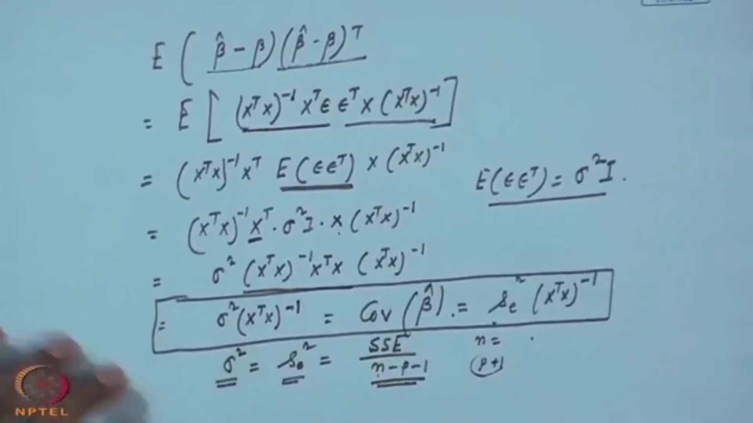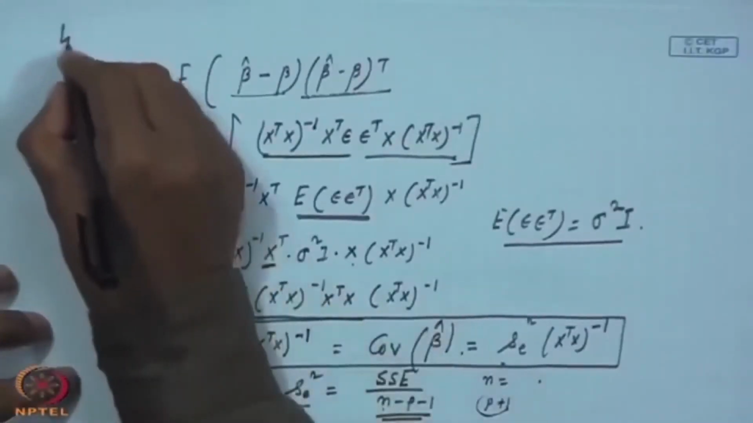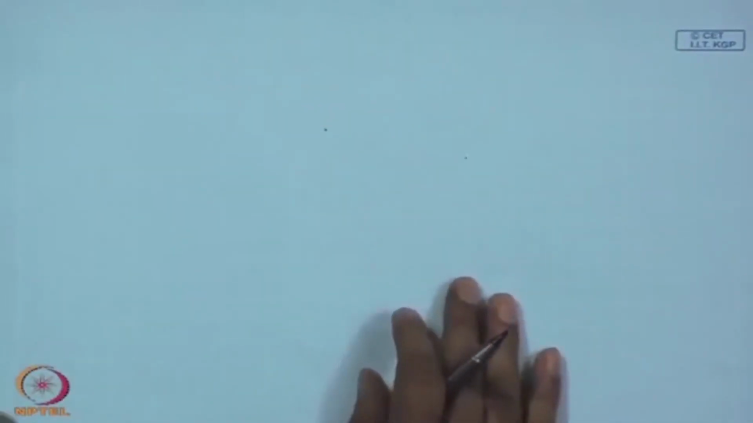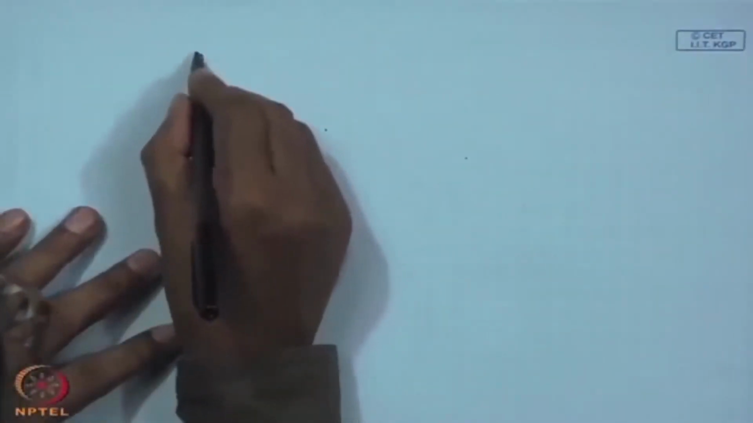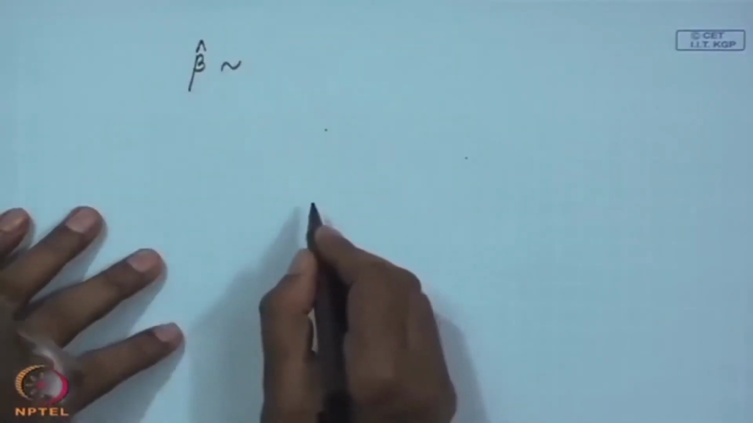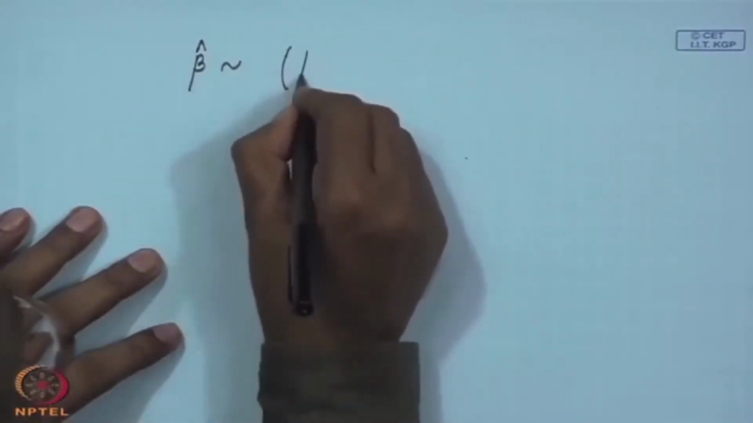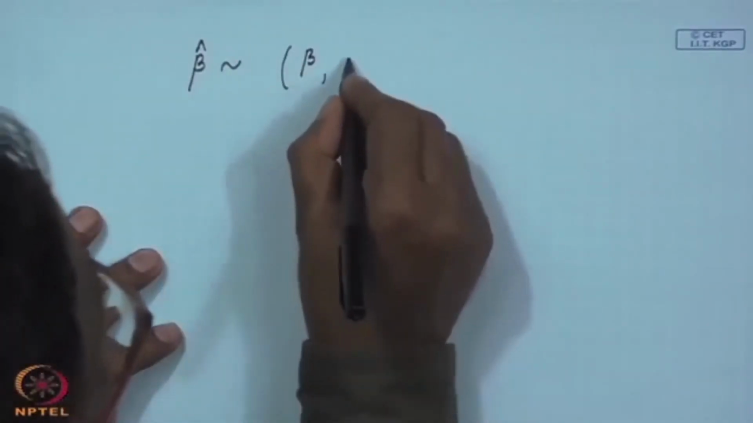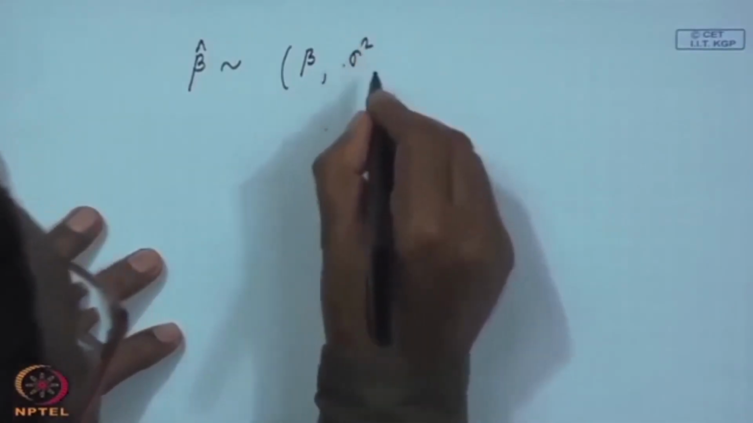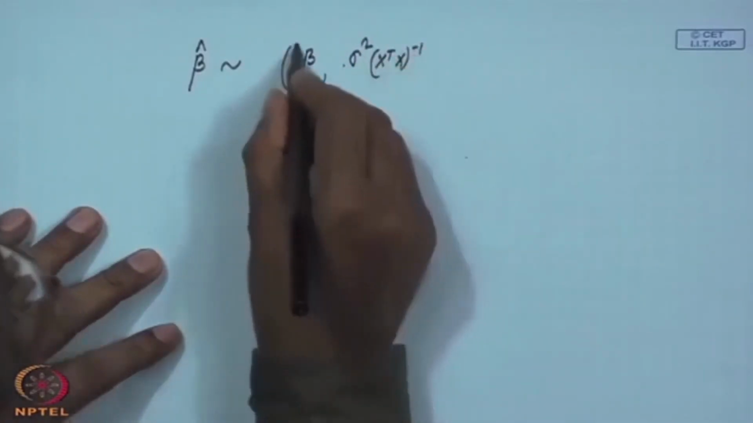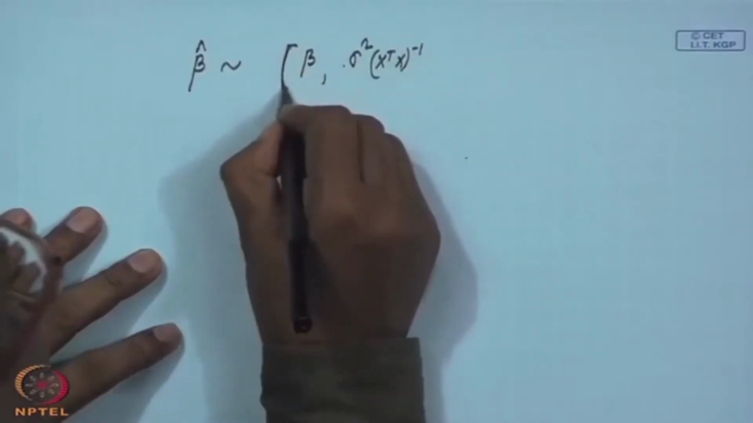Okay. Then we can say that beta cap is a random variable with mean vector beta, and covariance matrix we can write this way: sigma square (X transpose X) inverse. This is correct.